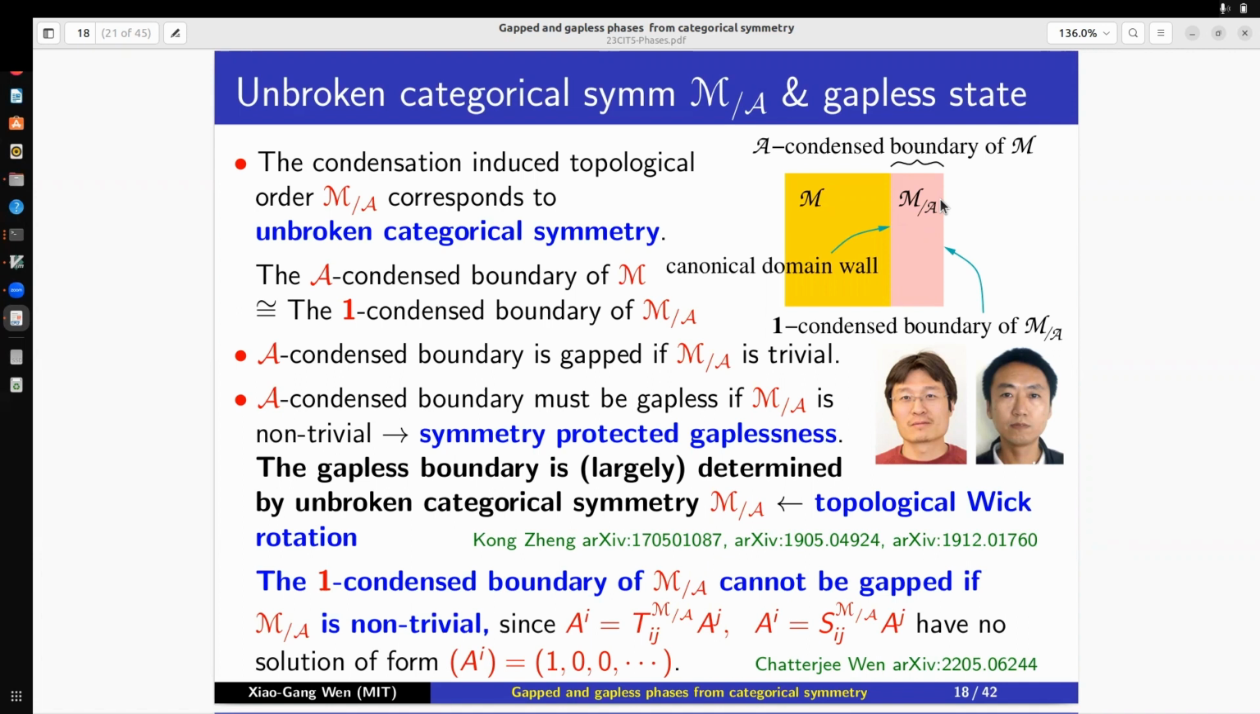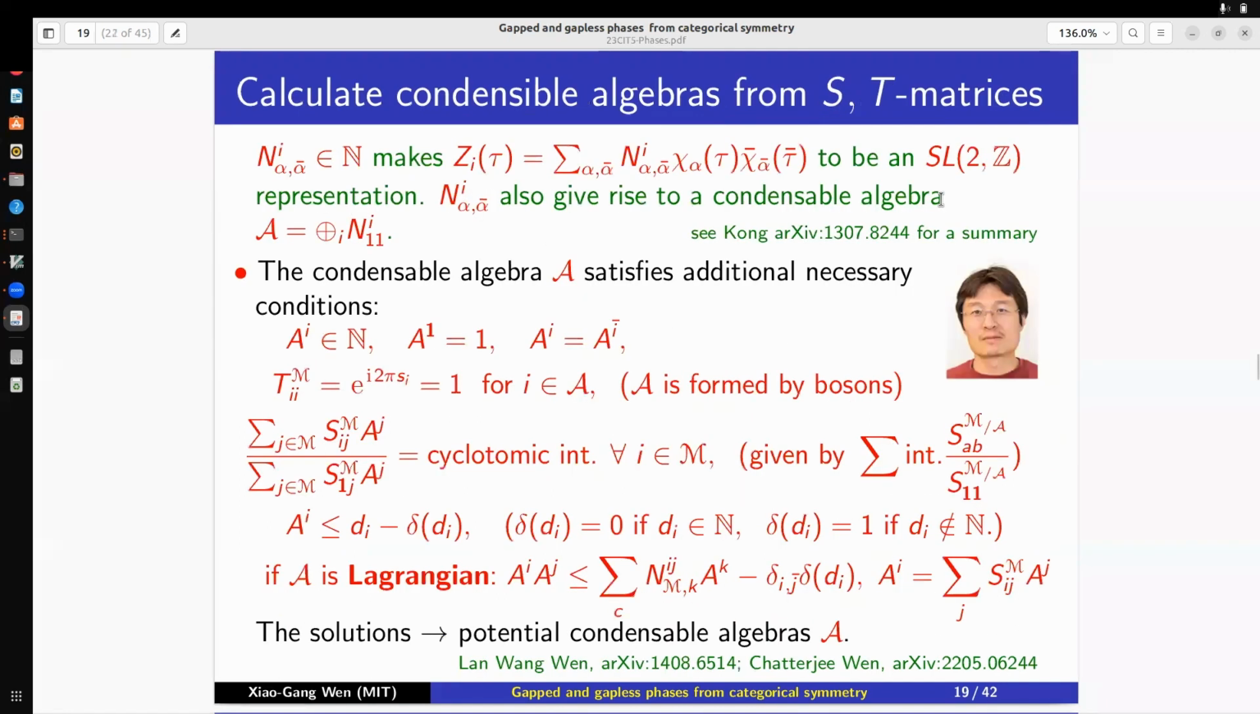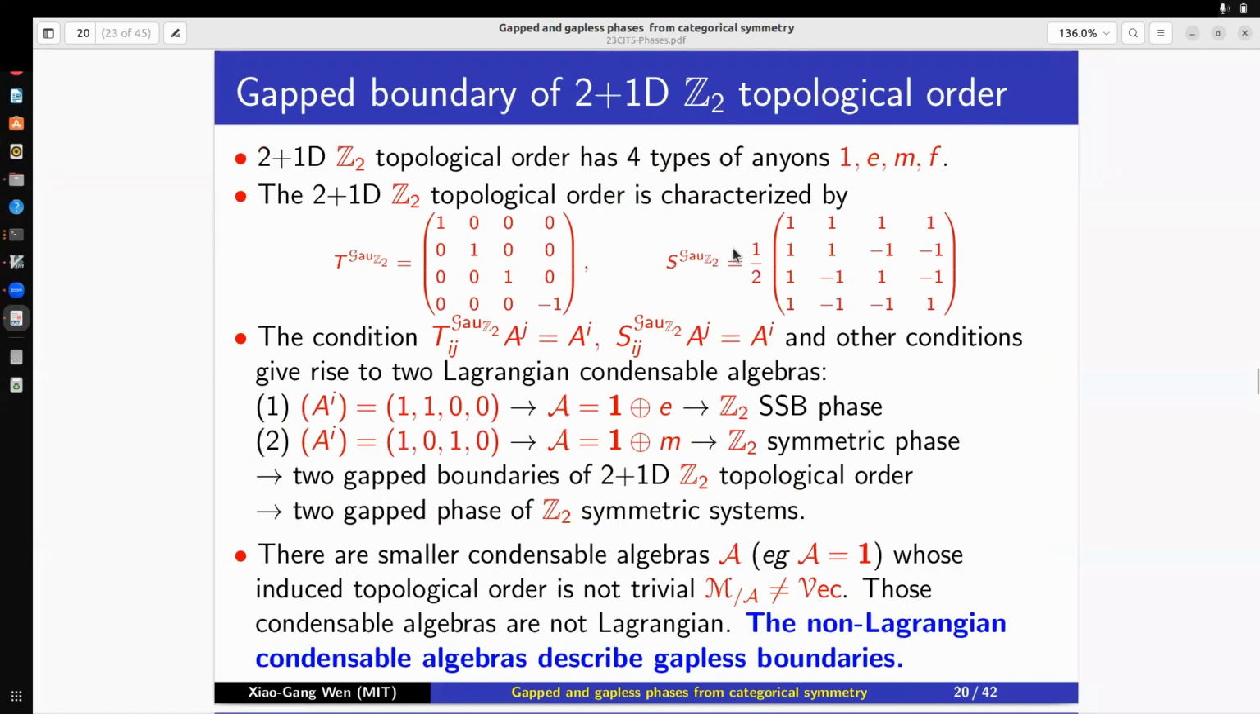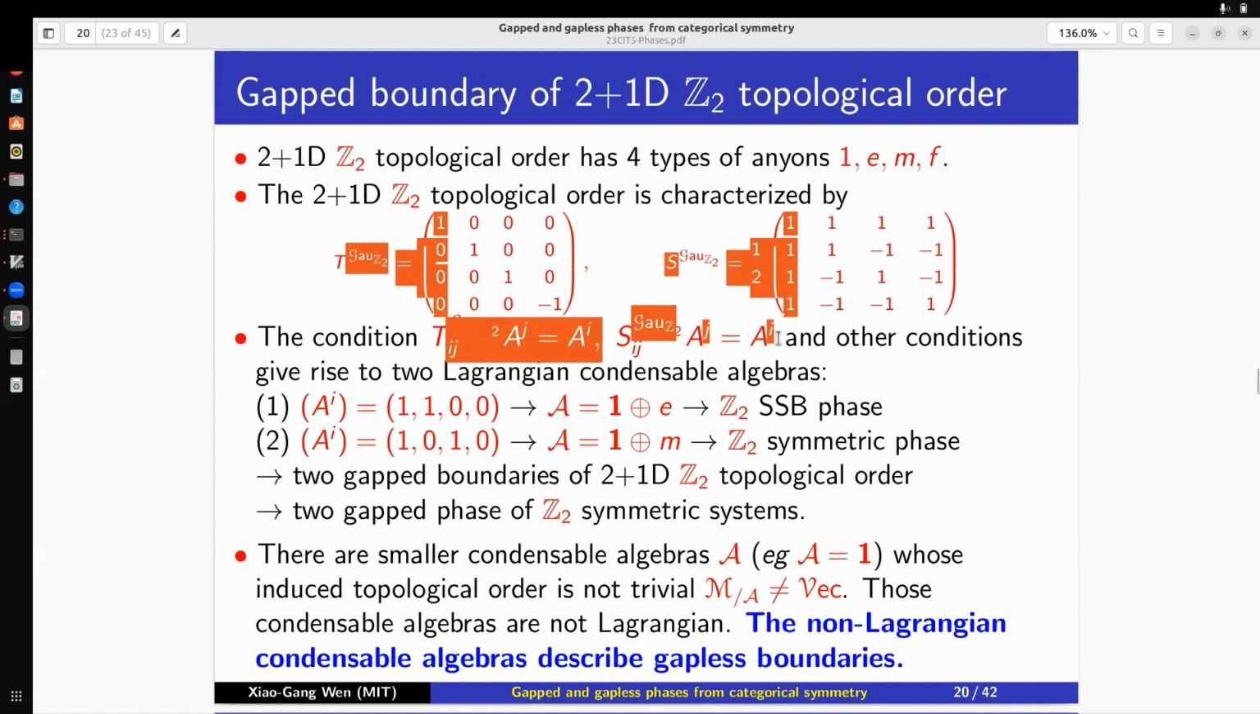But there's one thing I want to say: strictly speaking, the maximum condensed algebra does not classify gapped phases because there's some redundancy. You can see that if you multiply this solution by 2, that's also a solution.